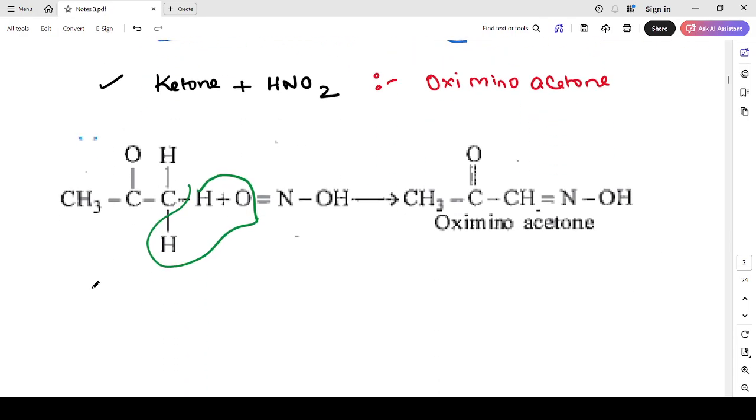Consider you have a ketone. I have ketone plus HNO2, which will form oximinoketone. That means I am creating an oxime. What is an oxime? We have seen already. Whenever you treat a carbonyl group with hydroxylamine, what it forms is an oxime. I'm taking a ketone here, where I'm treating with hydroxylamine, where it is going to form oximinoketone.